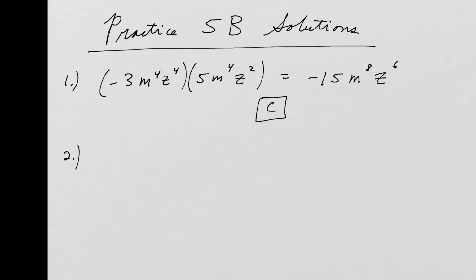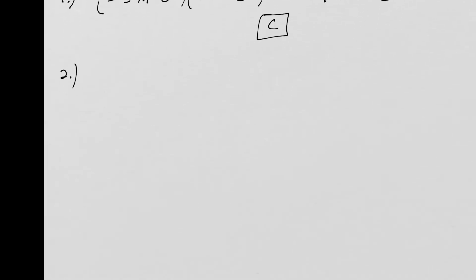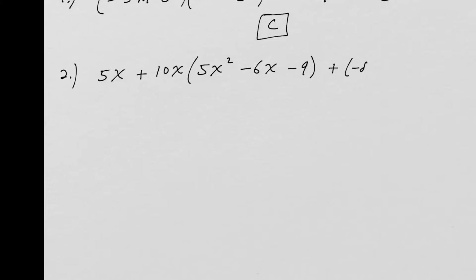Okay, 2. We're asked to simplify this expression. So I have 5x plus 10x times 5x squared minus 6x minus 9 and then plus negative 8x plus 1. Okay, so what do I need to do first? Well, I better distribute in that positive 10x, right?